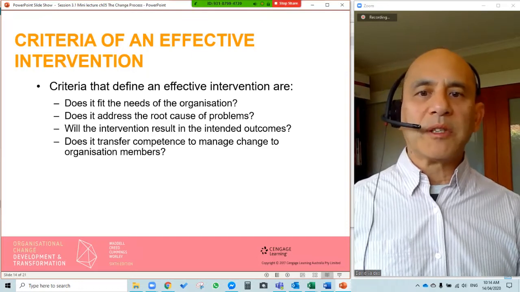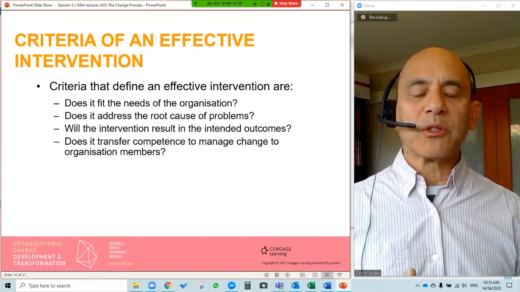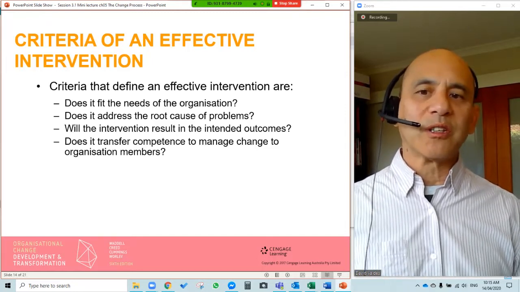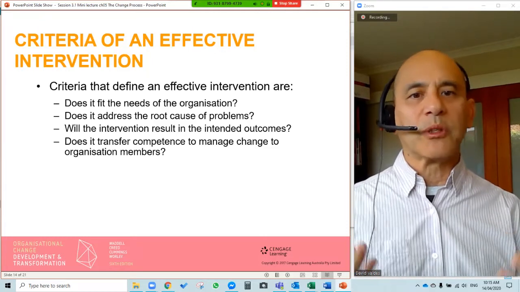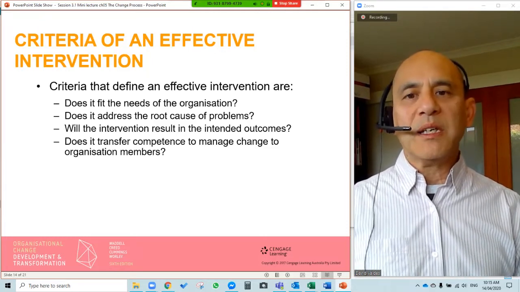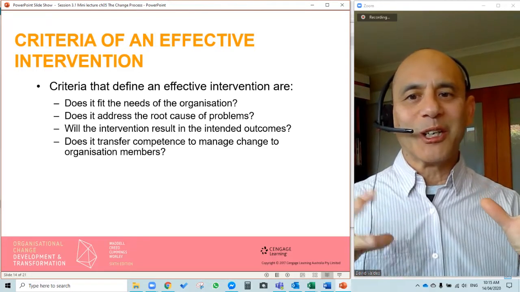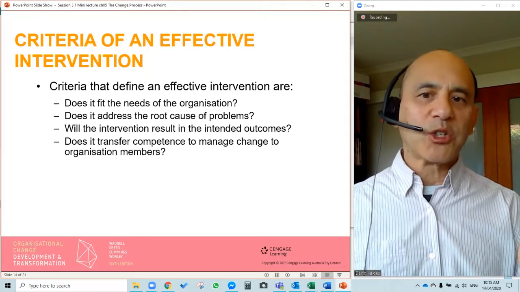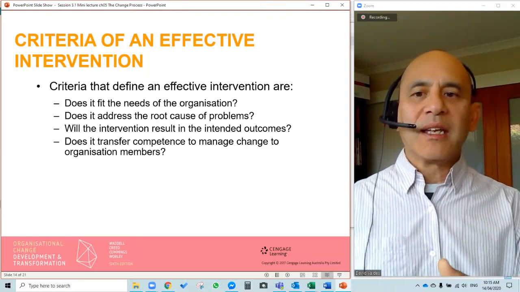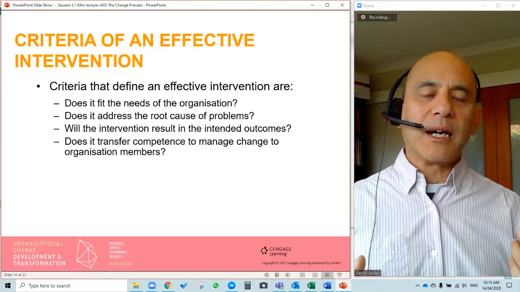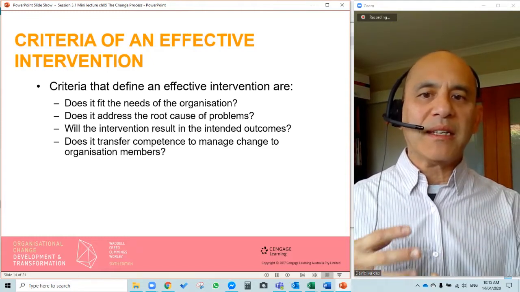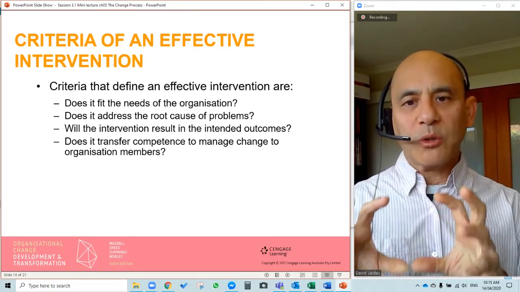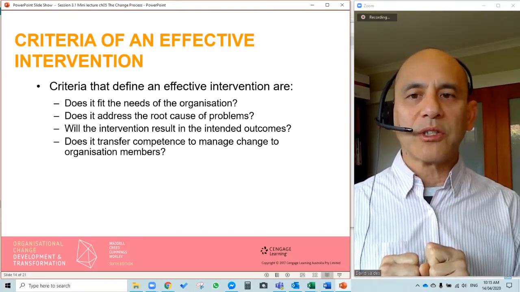Does it transfer competence to manage change to organization members? In other words, one of the goals of an OD consultant when he comes in, especially if it's an external person, would be to declare himself redundant. After a while, he should be able to teach other people how to manage change so that he or she can leave the organization, and whatever changes were made are actually sustainable, something that can continue over time, even if the OD consultant has left the organization.